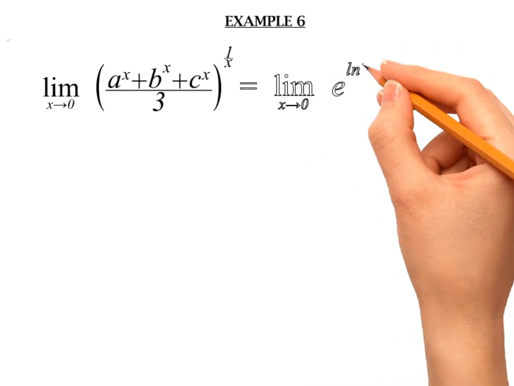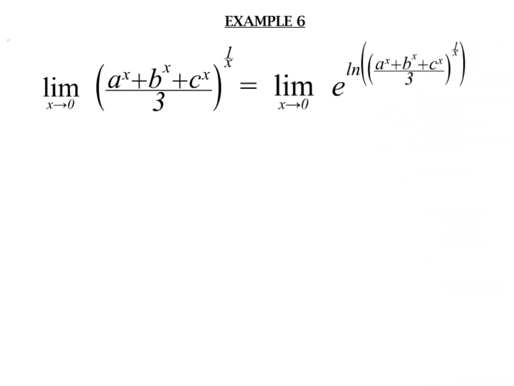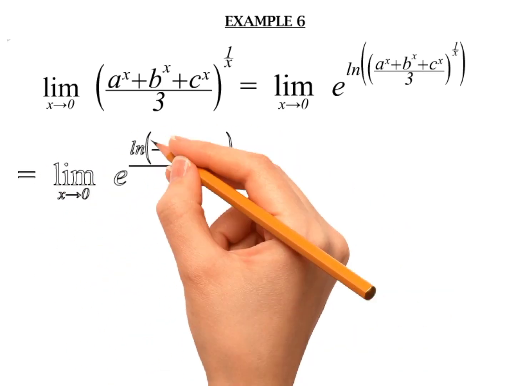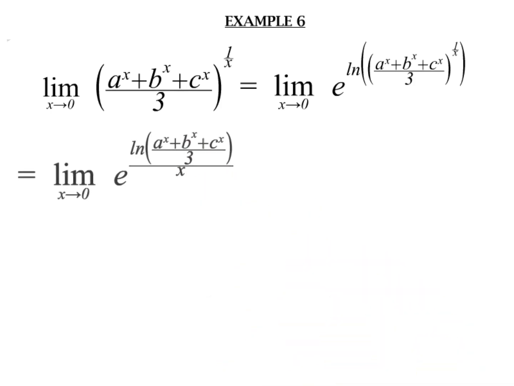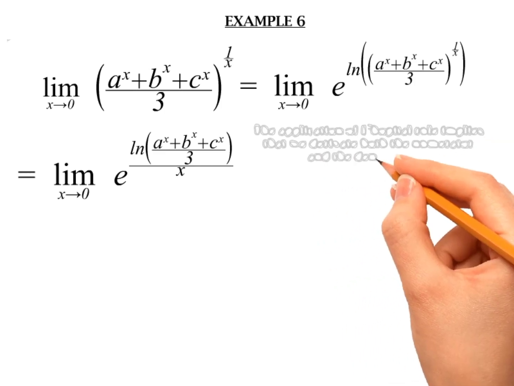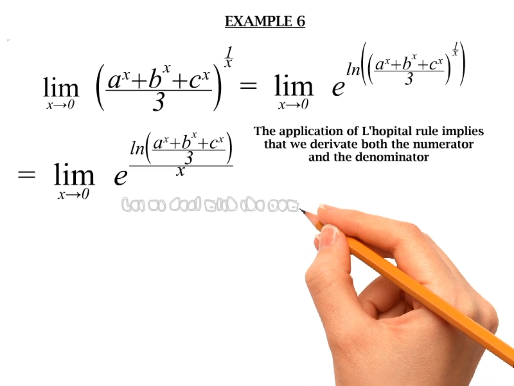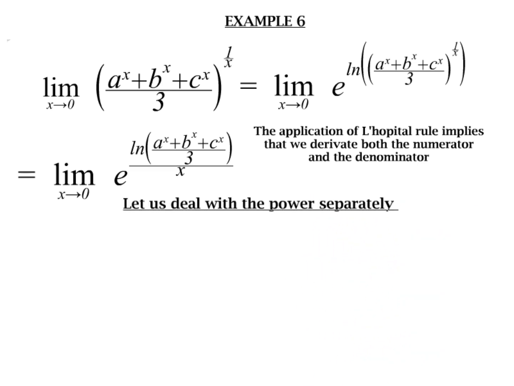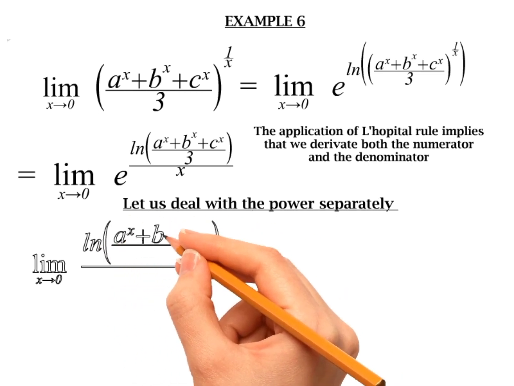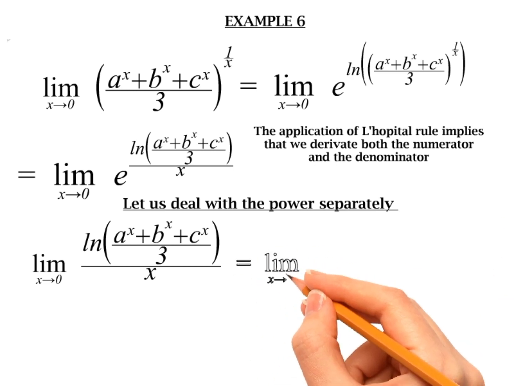Let us perform our method of conversion, which always exposes the disguised indeterminate form. The limit becomes that of e raised to the power of ln((a raised to the power of x plus b raised to the power of x plus c raised to the power of x) over 3), over x. The power now gives 0 over 0 when tested with the limiting value, so we need to apply the L'Hopital rule to the power. The limit of that power, by the definition of L'Hopital rule, we have the succeeding line.